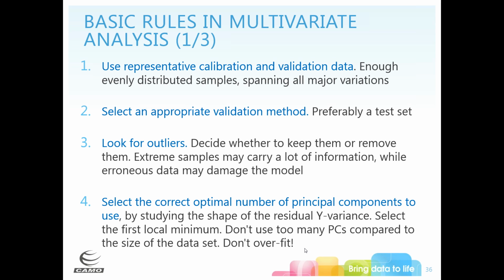Look for your outliers. Outliers are not necessarily bad. Sometimes they just carry interesting information. So you have to decide based on your application whether you want to keep them or remove them. But you do want to make sure that you are taking out your erroneous data. You need to select the correct number of principal components by studying the shape of your residual Y variance. Try to select your first local minimum. Don't use too many PCs compared to the size of the data set. That's when you start overfitting and you're describing noise, and your model won't be very robust.